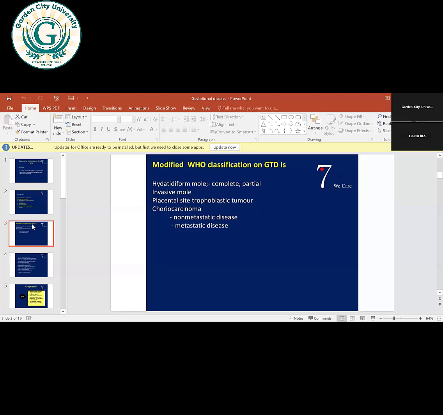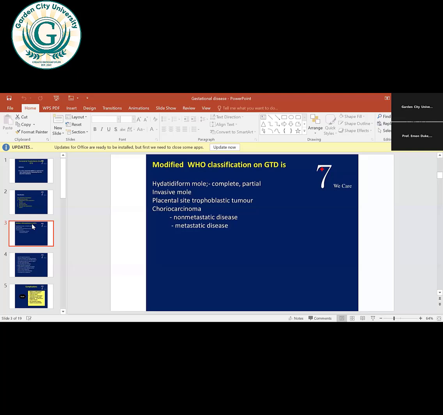Hydatidiform mole, complete, partial, invasive mole, placental site trophoblastic tumor, choriocarcinoma. The last one: non-metastatic disease and metastatic disease.